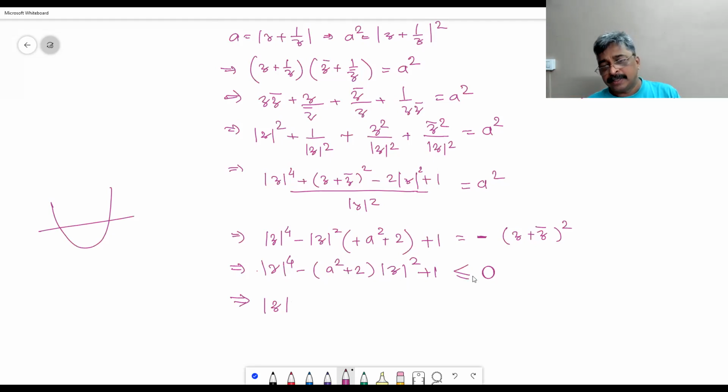Therefore this is a graph like this, and you want it to be less than or equal to 0. Therefore, you are interested in this point, and all the points between. So mod z raised to 2, that is between the roots of this, mod z square will belong to a closed interval.